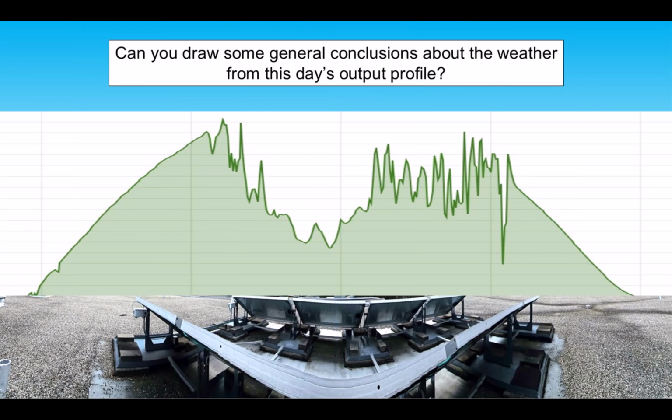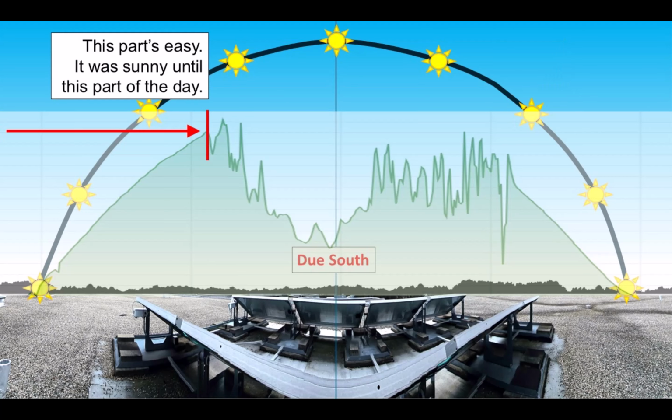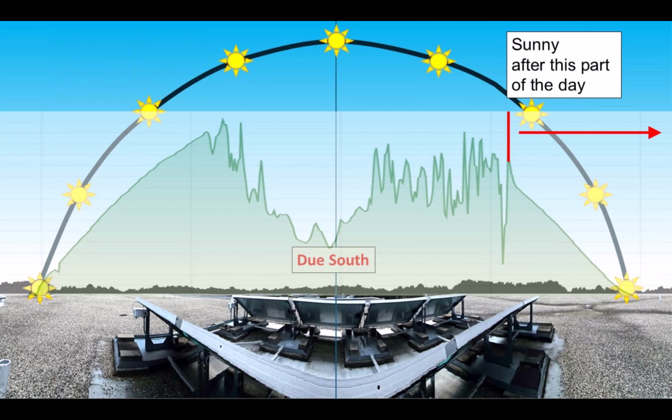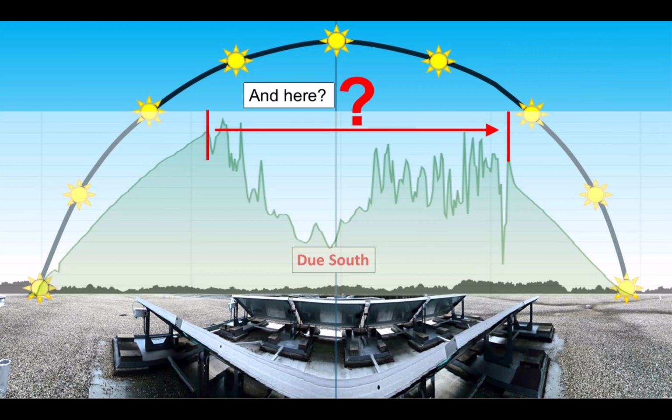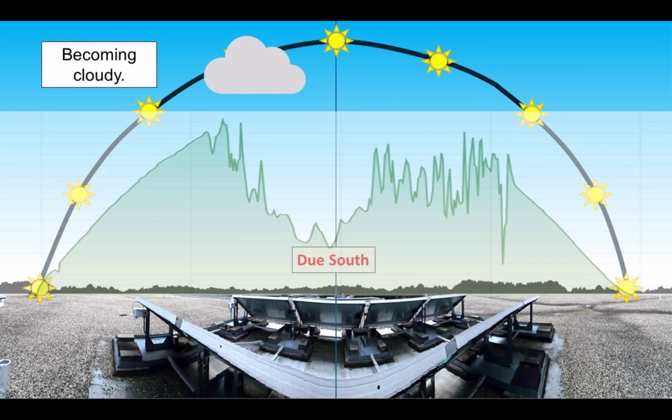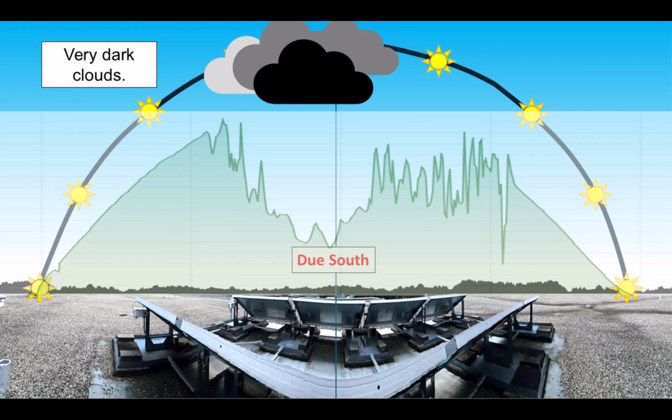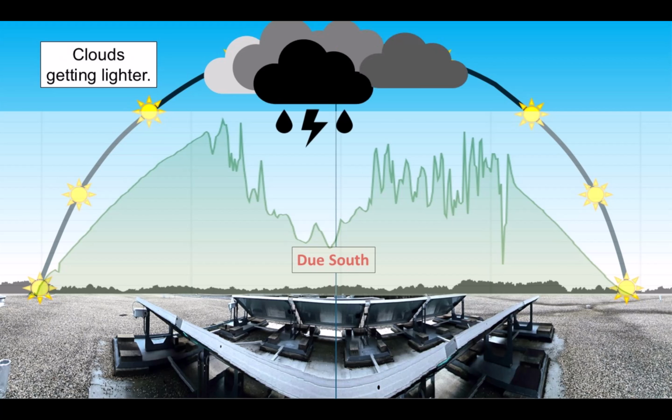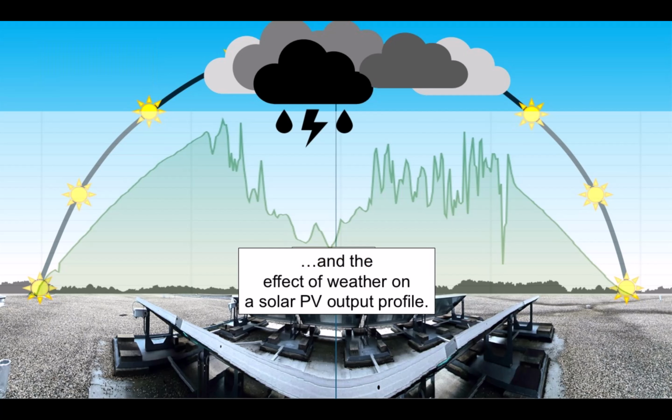Can you draw some general conclusions about the weather from this day's output profile? This part's easy. It was sunny until this part of the day, sunny after this part of the day. And here, becoming cloudy, then darker clouds, very dark clouds, probably a storm. Clouds getting lighter, lighter still. The day in general, and the effect of weather on a solar PV output profile.